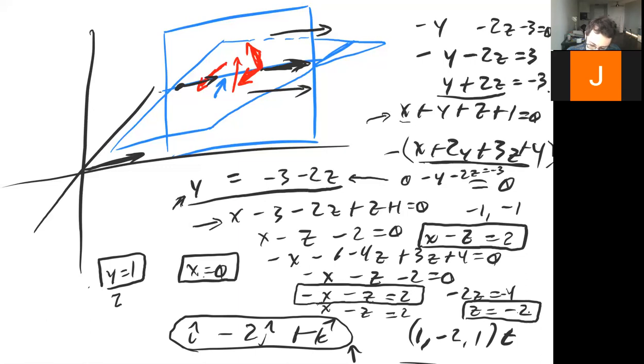And so remember, we had this part of a parametric equation, and all we have to do now is add to this the point (0, 1, -2). Okay. Great.